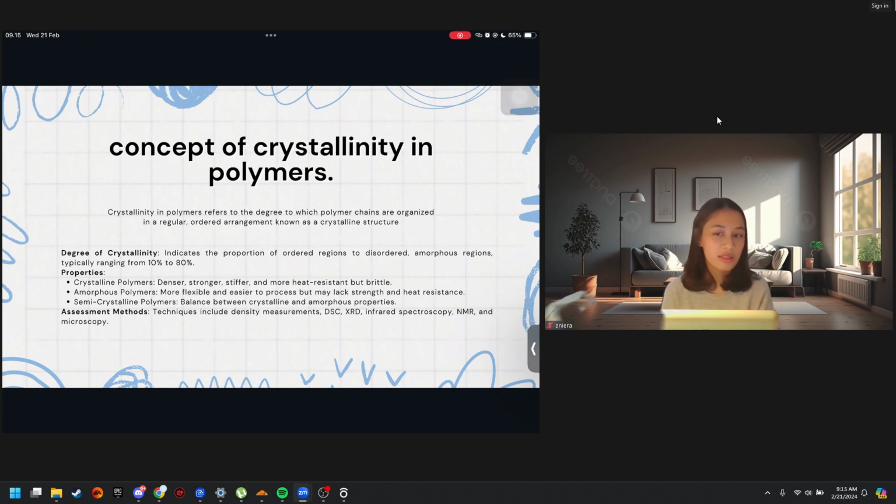For assessment methods, the techniques used include density measurement, SCXRD, infrared spectroscopy, NMR, and microscopy.